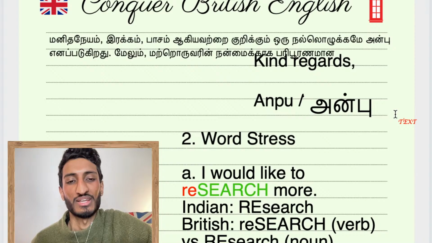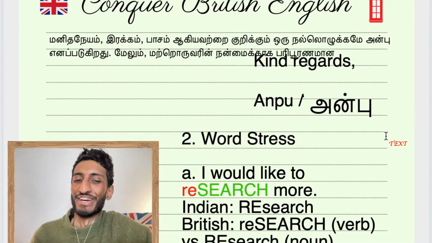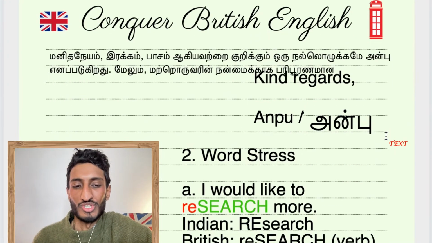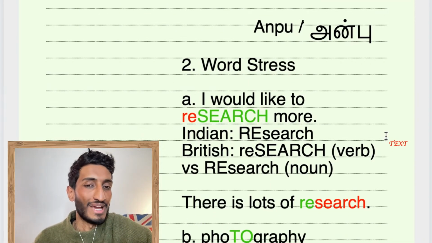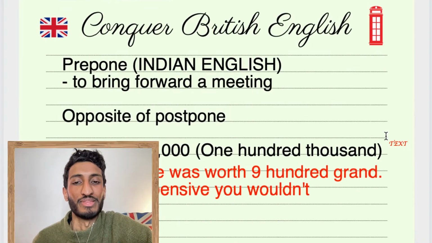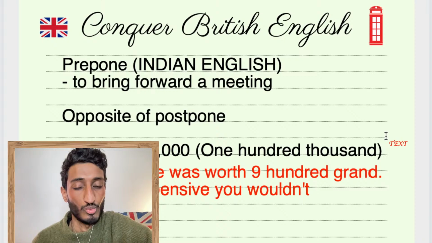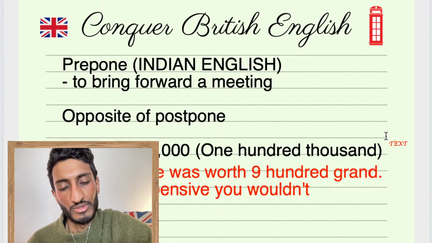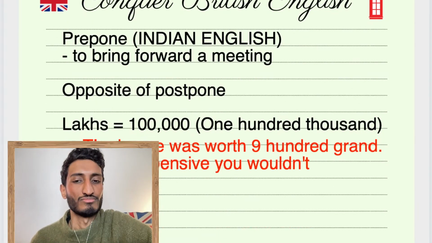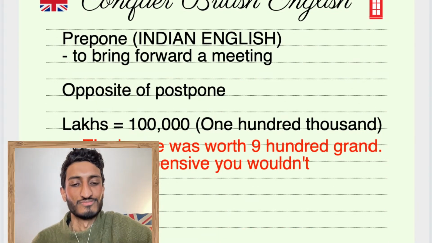As you can see, Anpu, right? Word stress, so thinking about where do we put the stress in the word, and how that also changes depending on whether it's a noun or a verb. And then we talked about Indian English versus British English, thinking about specific words and phrases and vocabulary. Like, for example, the difference between prepone and postpone and lack. Okay. I think that is everything.